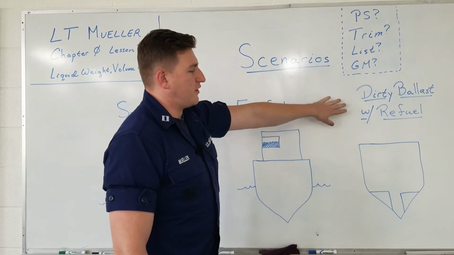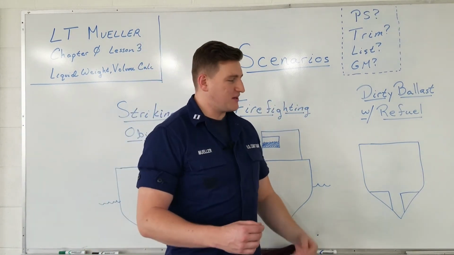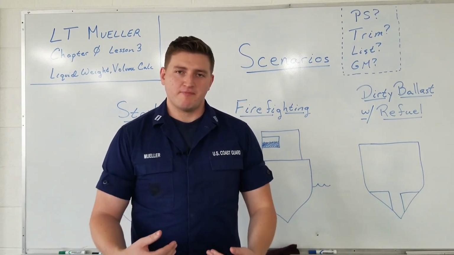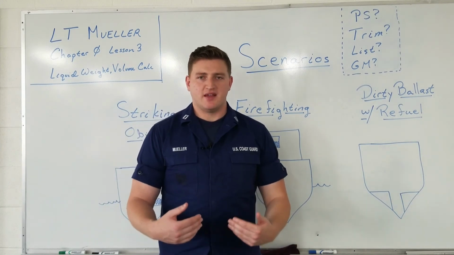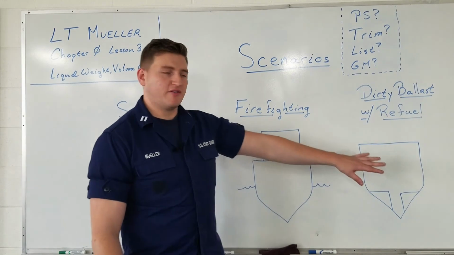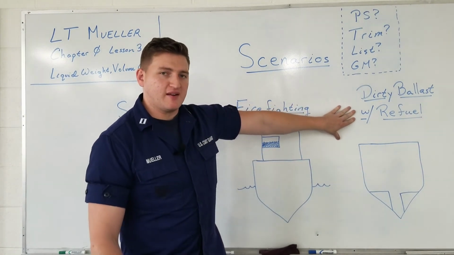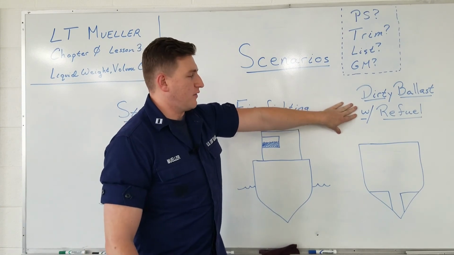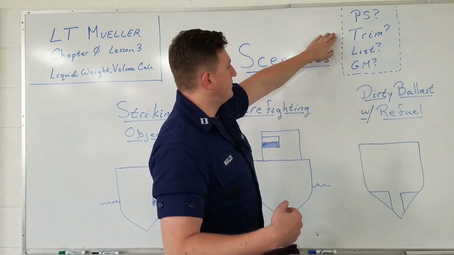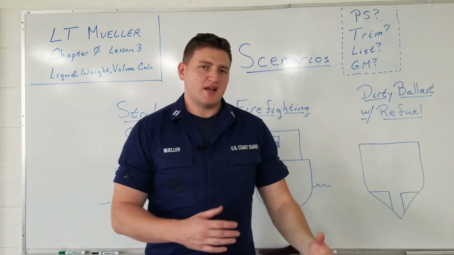Lastly, we have what's called dirty ballast with a refuel. A dirty ballast system is something that a lot of ships might have. It is where you have fuel tanks, and when they're all spent, if you need ballast in an emergency situation, then you fill those ballast tanks with water, the seawater from the outside. Diesel fuel, as we saw, has a different density and a different specific volume than seawater, so your ship is going to change drafts, change trim, change parallel sinkage, change your GM, maybe drastically, maybe not drastically.